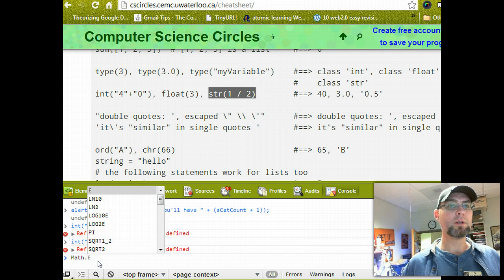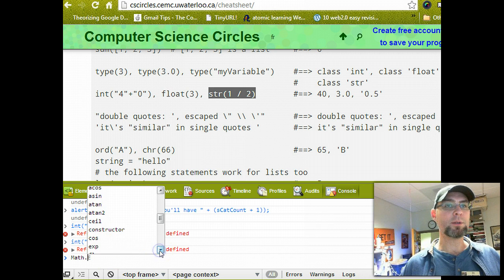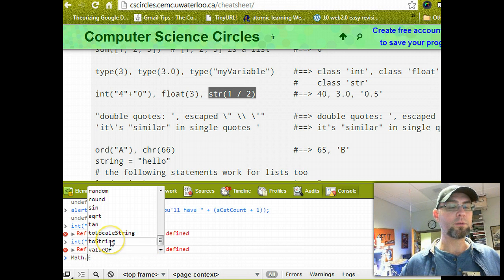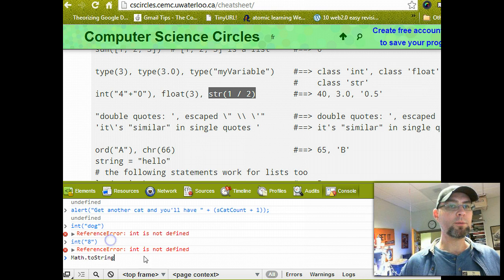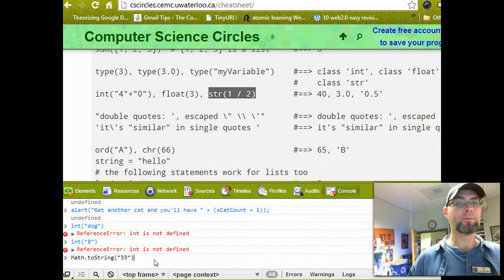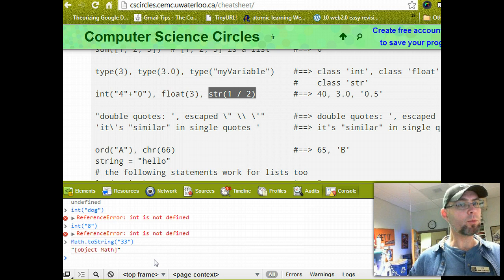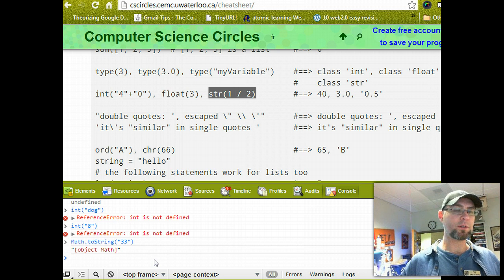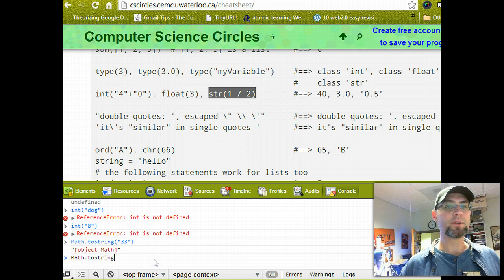Convert. What about the options? Is there something that would convert? Sign, round, random, tan, toString. Well, if I do Math.toString and I put 33, well, that doesn't work. Why? Because toString is different from String. What if I do Math.toString 33?